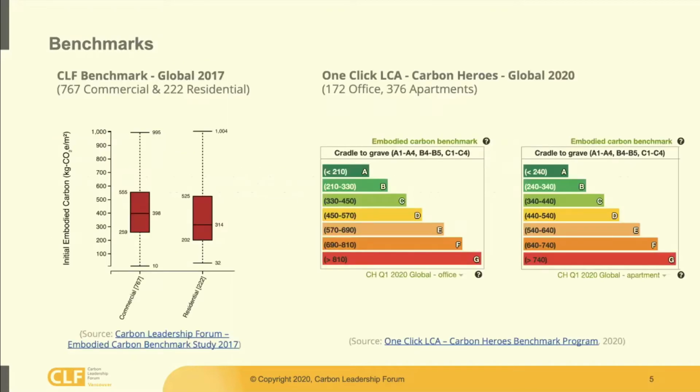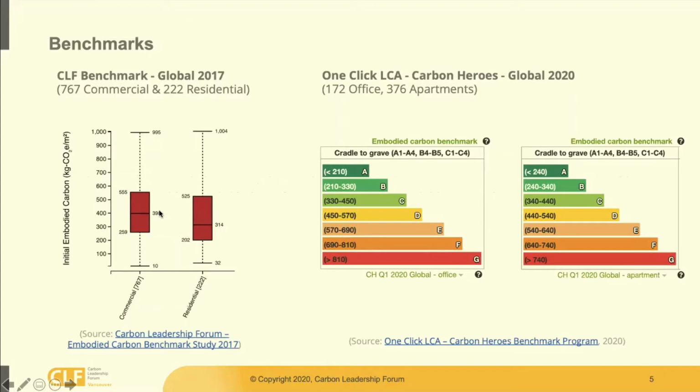In terms of the benchmarks, these are some examples of benchmarks that exist out there. In 2017, the Carbon Leadership Forum had a benchmark study where they looked at over 1,000 buildings around the world. They looked through these different whole building LCA studies, and they gave ranges. As you can see, there's a very big spread between the low end and the high end. It could be below 100 kilograms of CO2 per meter squared all the way to over 1,000.